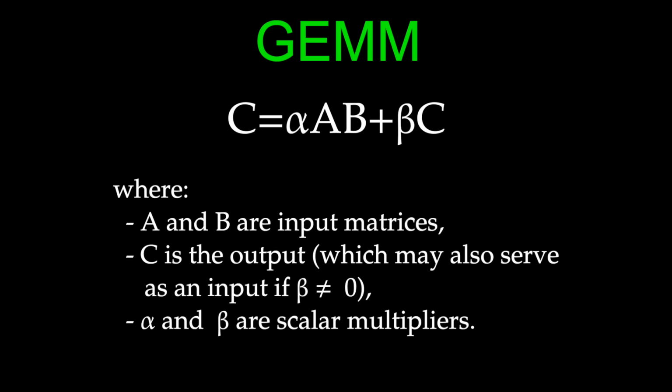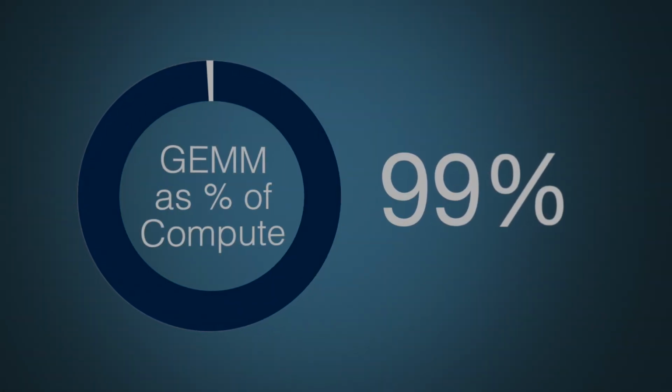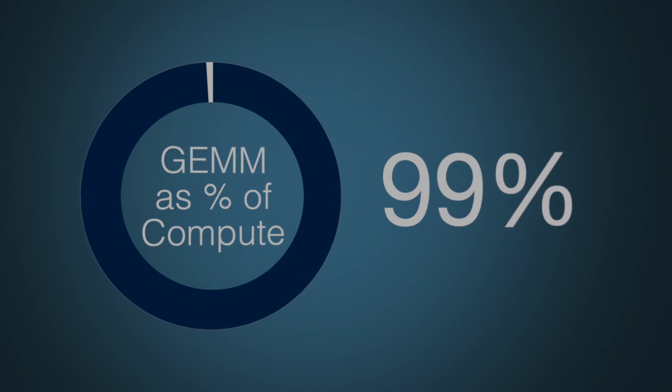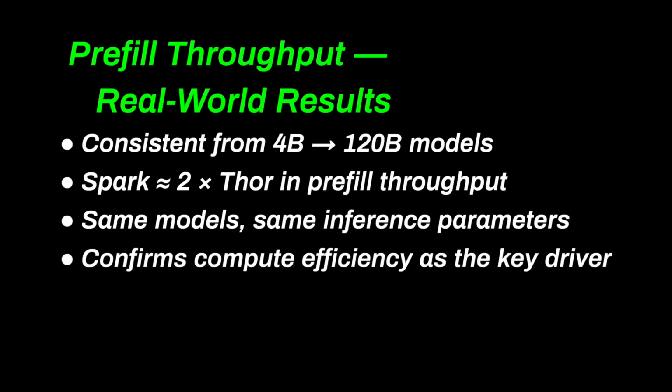For prefill, 99% of the time is spent in GEMM. Tensor cores are specifically designed to optimize this function. Therefore, it's not surprising that since Spark has a little more than twice as many tensor cores, it's twice as fast in prefill. Across every model size, from 4 billion to 120 billion parameters, Spark delivers roughly twice the throughput of Thor.